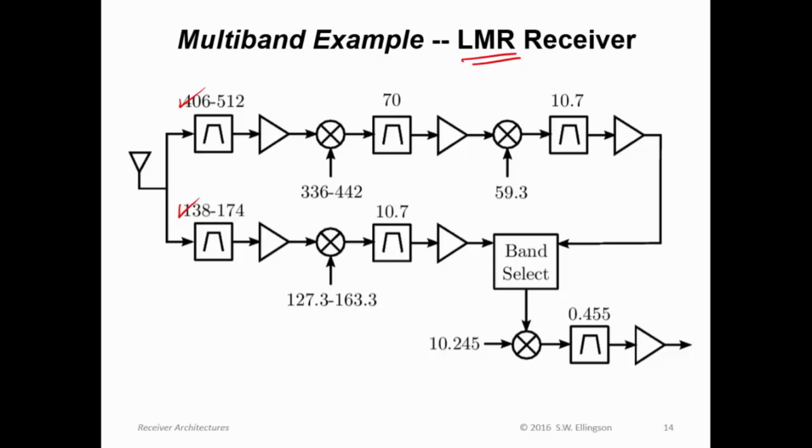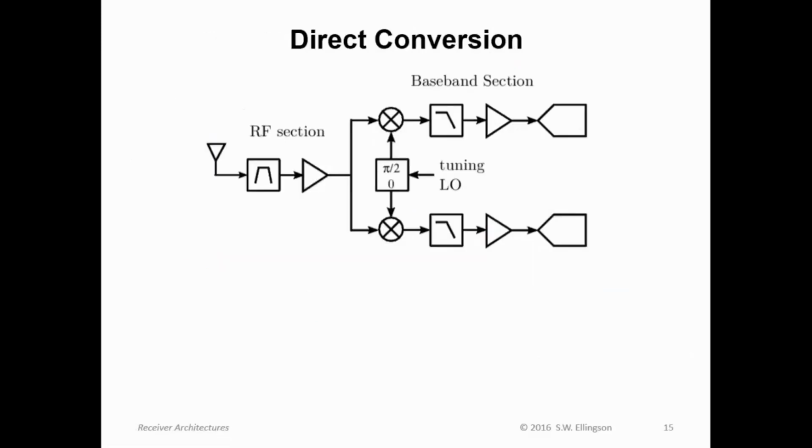Well, to have one receiver that does both using the same architecture can result in reduced performance. So what you can do instead is divide and conquer. So for example, for 138 to 174, you could convert to 10.7 using a tuning LO covering this range. And to cover the higher frequency band, you could first go to 70 megahertz using this LO tuning range, and then by mixing with a fixed frequency of 59.3, end up at 10.7 megahertz. And then you just select one of the two. From there, then you could go to 455 kilohertz. So that's an example of a divide and conquer architecture.